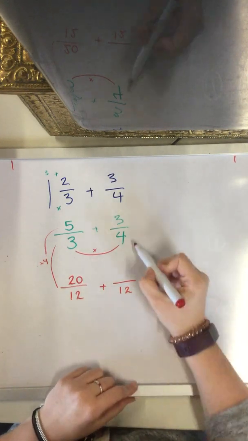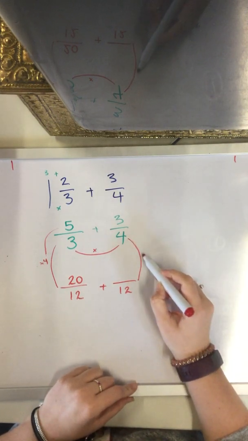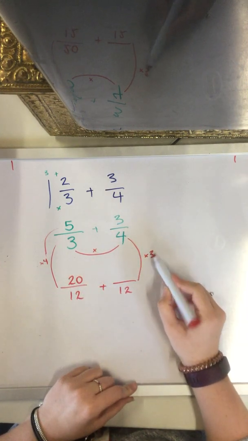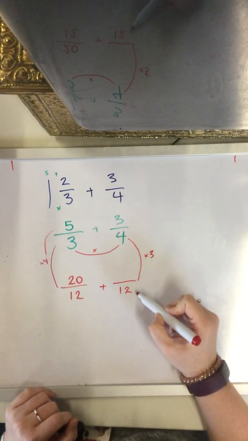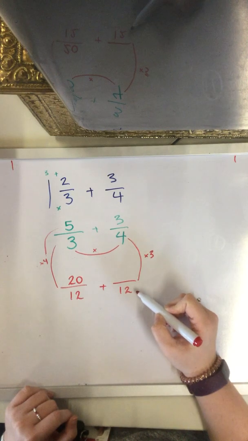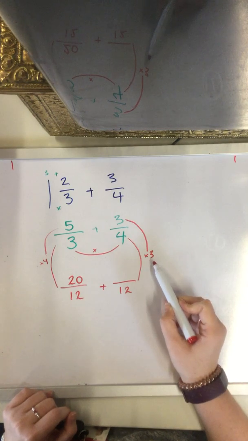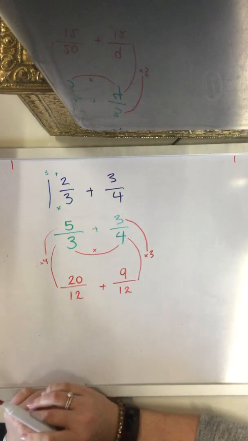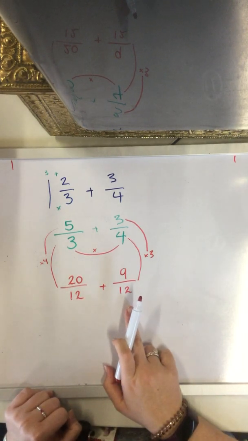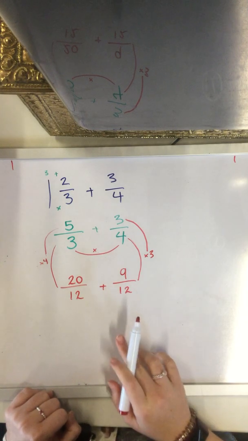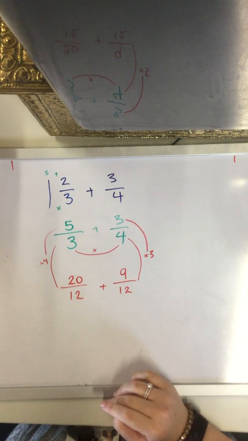So we'll leave that one, move over to this fraction over here. I'm now going to say to myself, again, how did I get from 4 to 12? Well, I did the opposite to what I did over here. I times it by 3. 4 times 3 is 12. Whatever I do to the bottom, I do to the top. So now I'm going to do 3 times 3, which is 9. So now I've got 20 over 12 and 9 over 12. Brilliant.